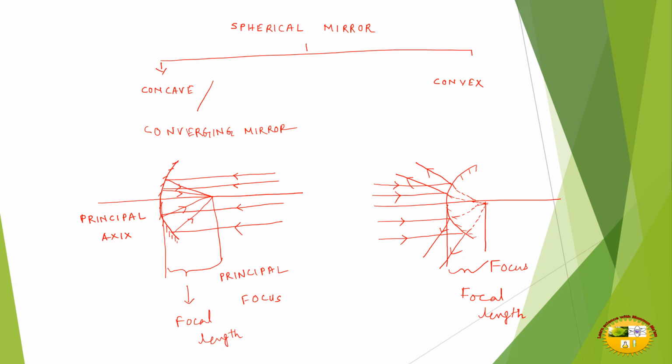So in case of a convex mirror, light rays after falling on the mirror appear to diverge from a point. Actually they are not diverging, they appear to diverge from a point. That means we have drawn an imaginary line here. So like a plane mirror, a convex mirror also forms a virtual image, not a real image. And as the light rays are diverging, we can say it is a diverging mirror.